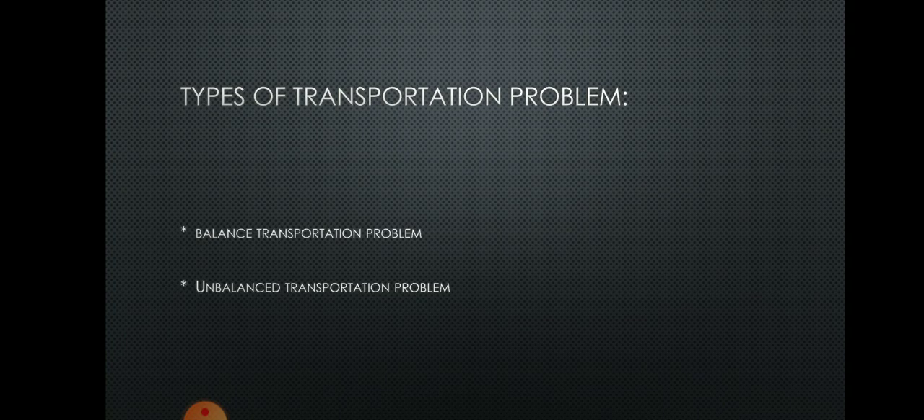My topic is about the transportation problem. Under the transportation problem there are two types: one is balanced transportation problem and another is unbalanced transportation problem. Balanced transportation problem means the total supply equals the total demand, and unbalanced transportation problem means the total supply is not equal to the total demand.